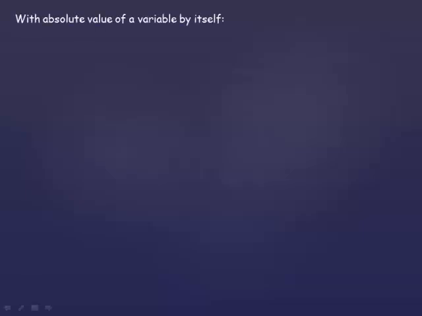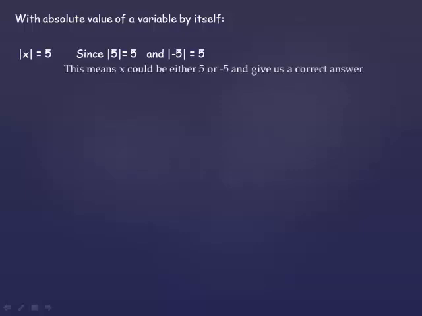With the absolute value of a variable by itself, the absolute value of x is equal to 5, for example. Since the absolute value of 5 is 5 and the absolute value of negative 5 is 5, this means x could be either 5 or negative 5, but we don't know which one. So the absolute value of x equals 5 means that x equals 5 or negative 5. We have to list both solutions.